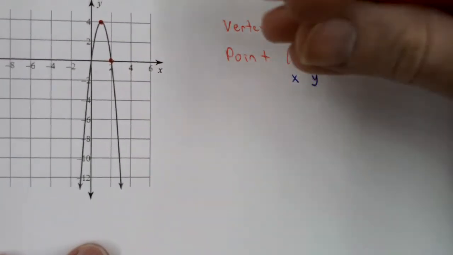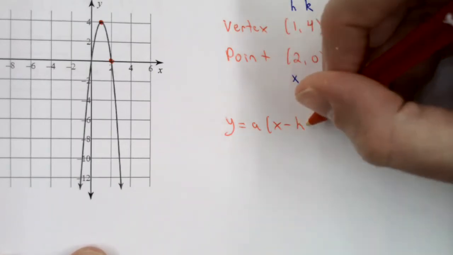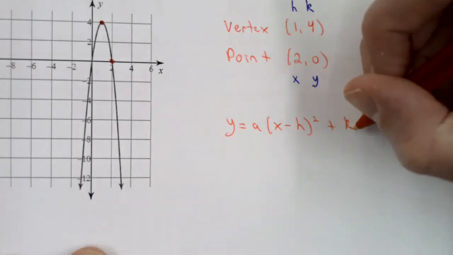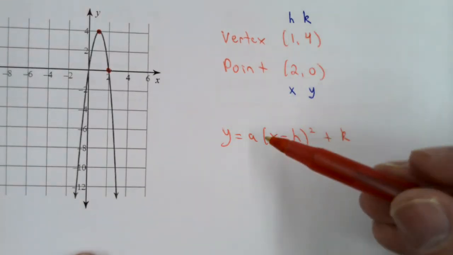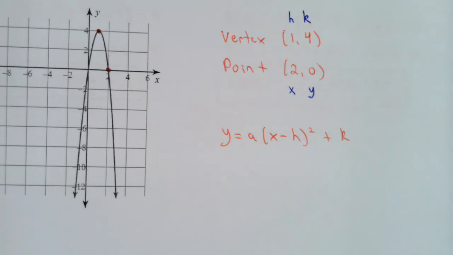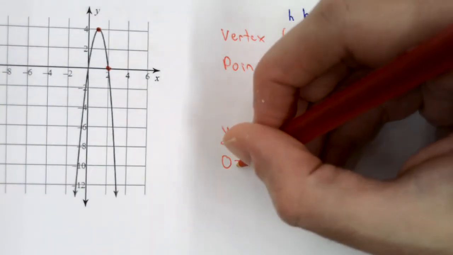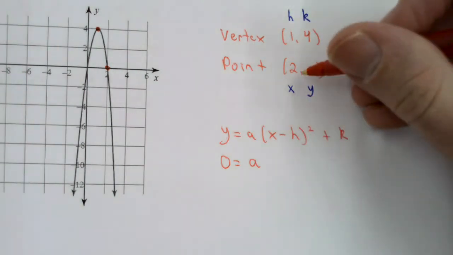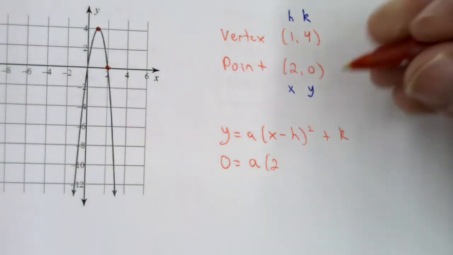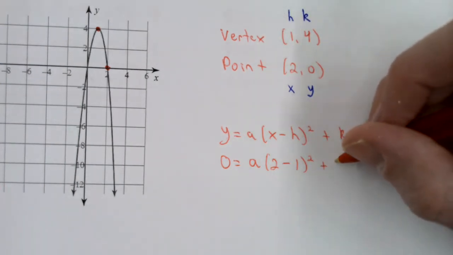Here is vertex form. Y equals A times (X minus H) squared plus K. The H and the K are easy to get. We already got those. You have to solve for A now. That is the hard part, okay? Replace the Y with our Y above. The A is what you're trying to solve for. The X gets replaced with our X above. The H gets replaced with our H above. The K gets replaced with our K above.